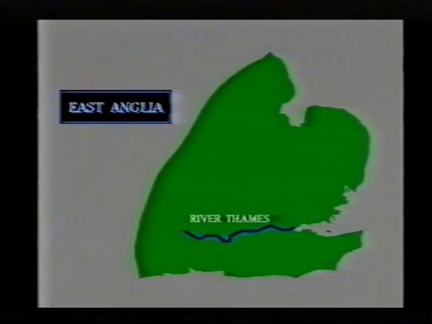This is a map of our part of England, East Anglia. Today the Thames flows out through London into the southern part of the North Sea. But if we go back about 1 million years, then the Thames flowed further north.